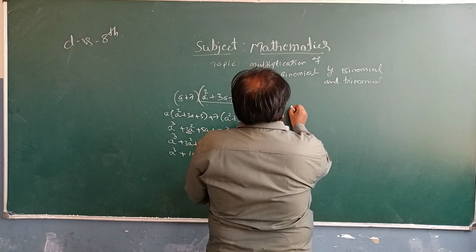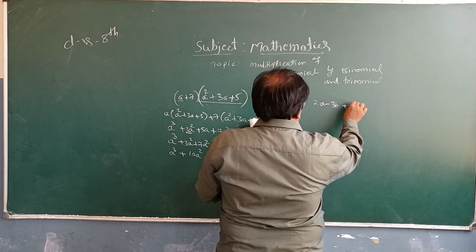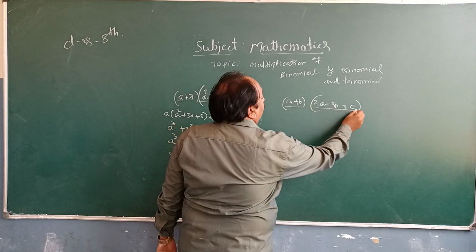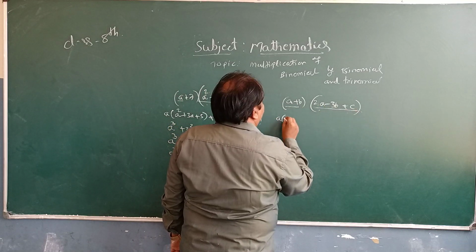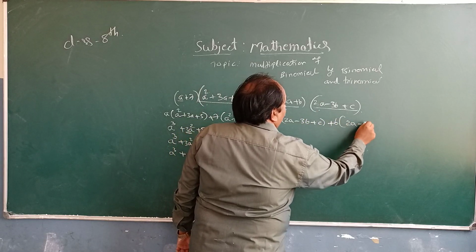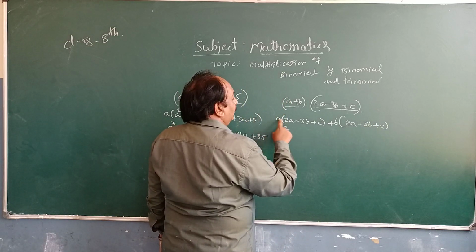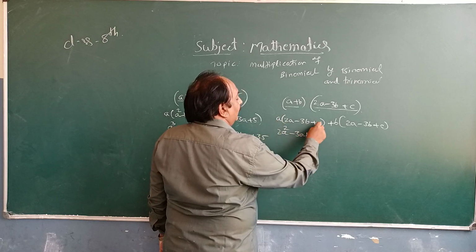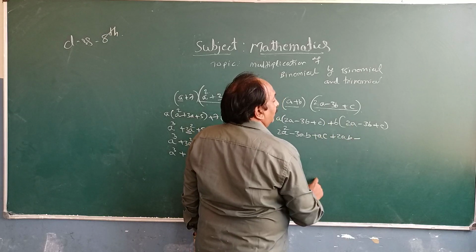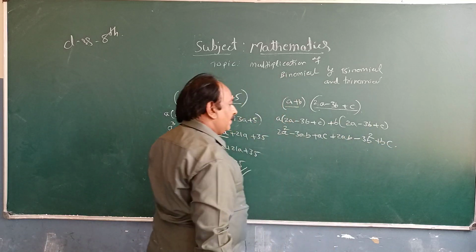Now a plus b into 2a minus 3b plus c. Same type. This is a binomial, this is a trinomial. a into the whole trinomial 2a minus 3b plus c, plus b into 2a minus 3b plus c. 2a into a, 2a square. 3 into ab, minus 3ab. a into c, ac. 2 into ab, 2ab. Plus into minus, minus 3b into b, 3b square, b into c, bc.